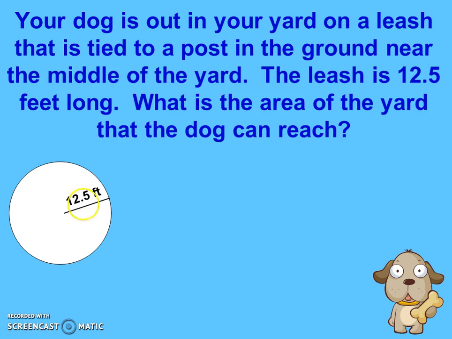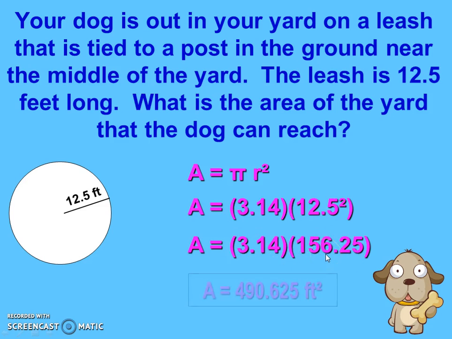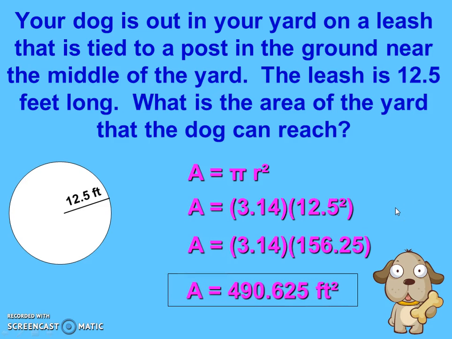We want to find the area that the dog can get to, so we're going to use our formula, area equals pi r squared. We're going to plug in pi and 12.5 squared. We do the exponent first, 12.5 squared is 156.25, and now I'm going to multiply 3.14 times that number, and I get 490.625 square feet. So almost 500 square feet for the dog.